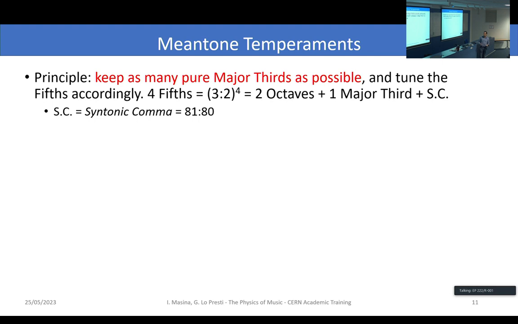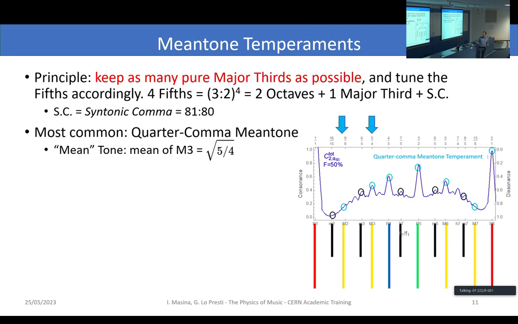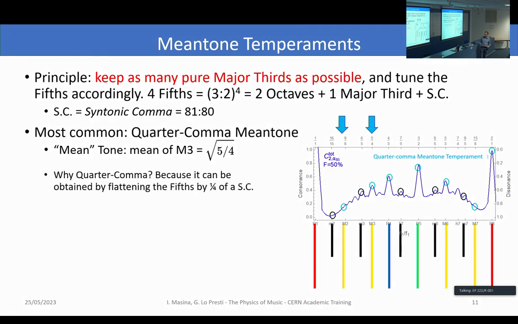And then you do your math and you discover that 4/5 corresponds to 2 octaves plus 1 major third plus an extra fraction, which is called the syntonic comma in music theory, which is exactly what you want to fix, because you really want the 4/5 to match 2 octaves plus 1 major third. So what you can do is reduce each fifth by a fourth of that, and you get what we call quarter comma mean tone temperament.